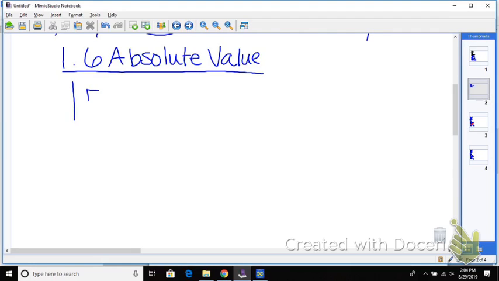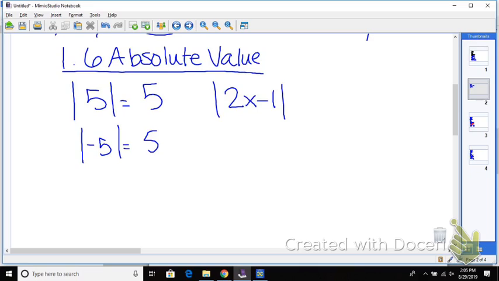Tell me this. You don't have to write this part down. What is the absolute value of 5? 5. What is the absolute value of negative 5? 5. So you're saying that both of these inside here equal 5, right? Positive 5 and a negative 5. Good. What if I give you this equation? The absolute value of 2x minus 1 equals 5.